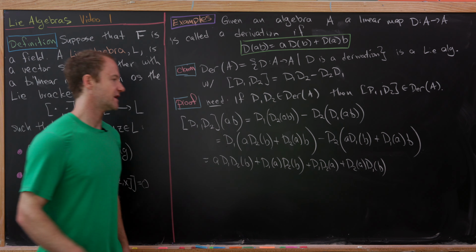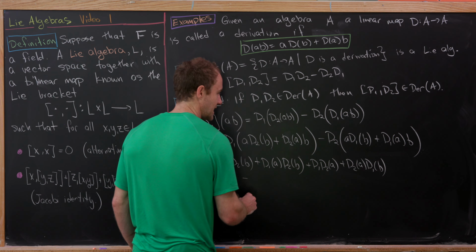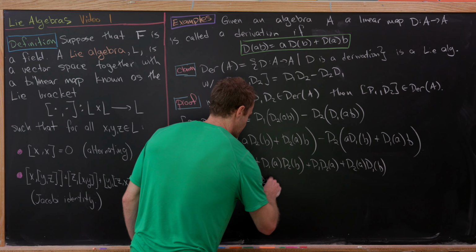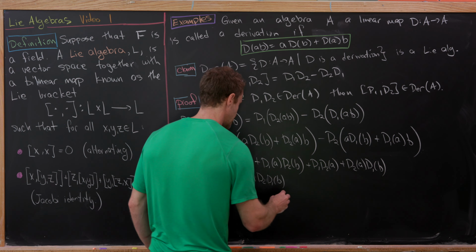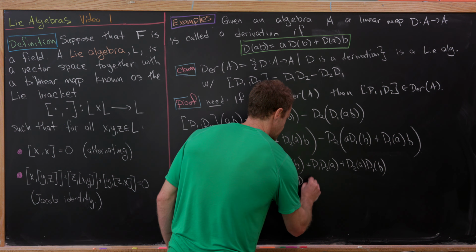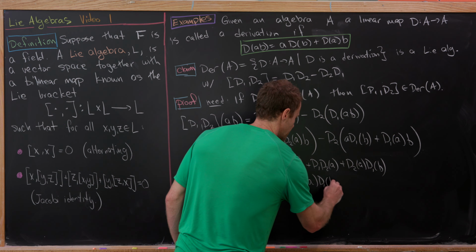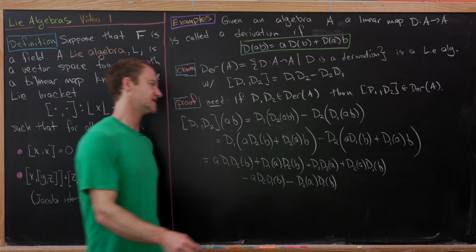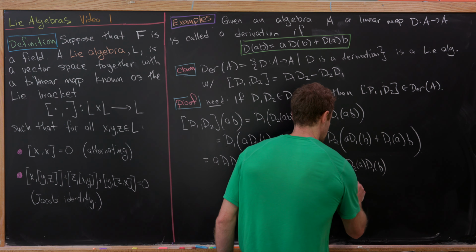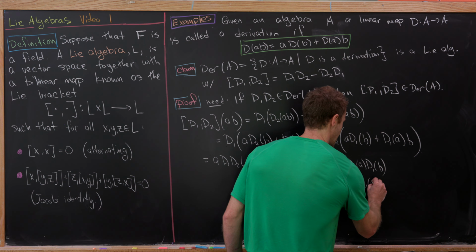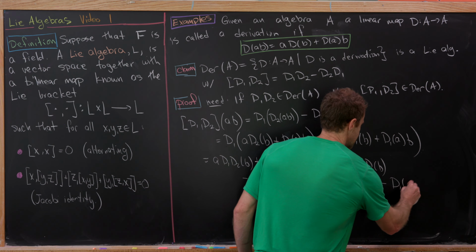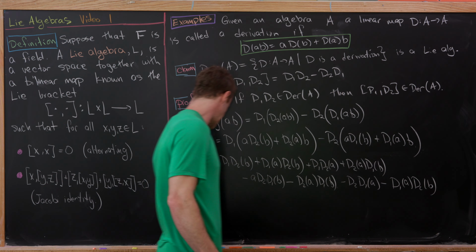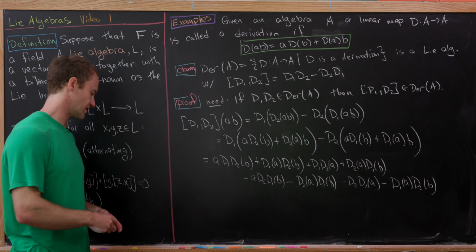Now we're going to do the same thing over there. So this will be minus, let's see, A d2 d1B, and then minus d2A d1B. So that's this bit expanded out using the fact that d2 is a derivation, and then minus d2 d1A times B, minus d1A d2B. Again, this expanded out for the same reason, d2 is a derivation.